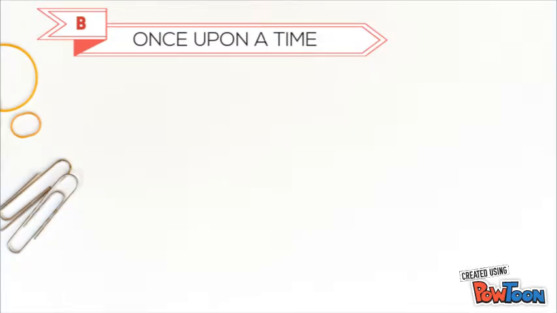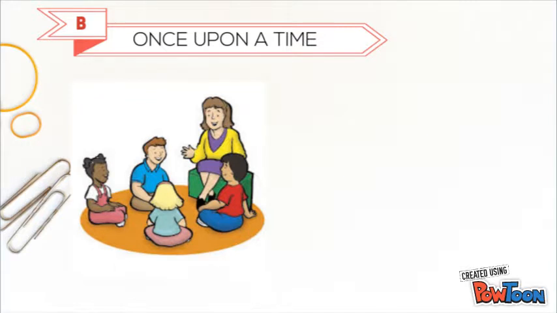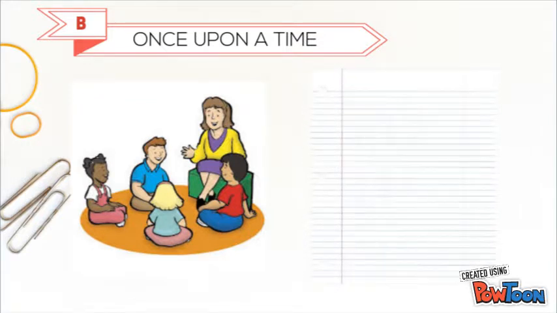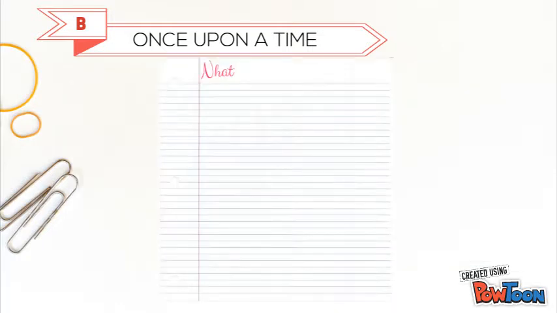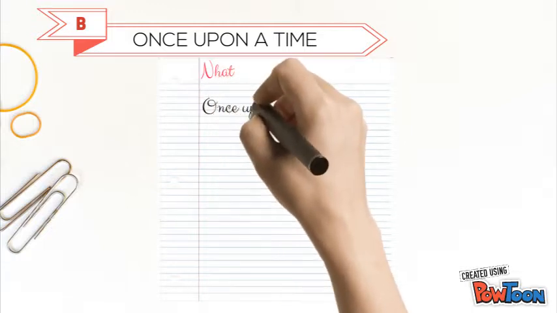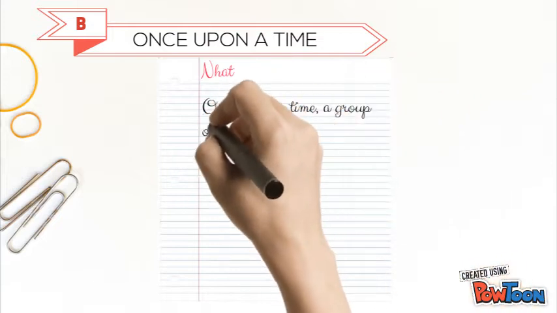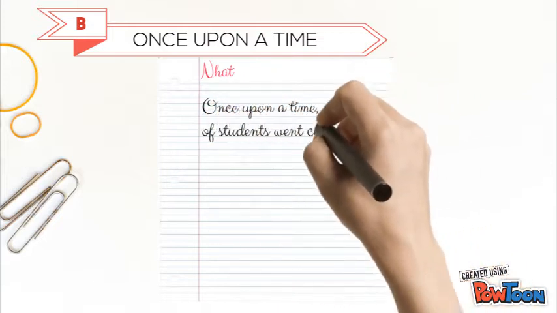The next activity is Once Upon a Time. In this activity, students will sit in a circle. Each student will be provided with a piece of paper. He or she will write his or her name on top of the piece of paper to mark his or her story. Each student will start the story by writing one sentence starting with Once Upon a Time. For instance, once upon a time, a group of students went camping in the dark forest.